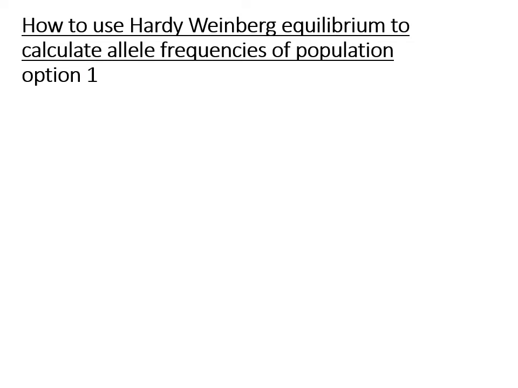So now, what if instead of being given the allele frequency, you're given the genotype frequencies for a particular population? Okay, so in this example, I'm going to show you two different ways to tackle a problem in which you're given the genotypes and need to figure out the allele frequencies. So in this example, we're going to have a population of 100 individuals.